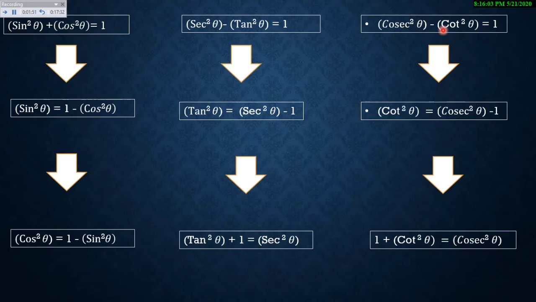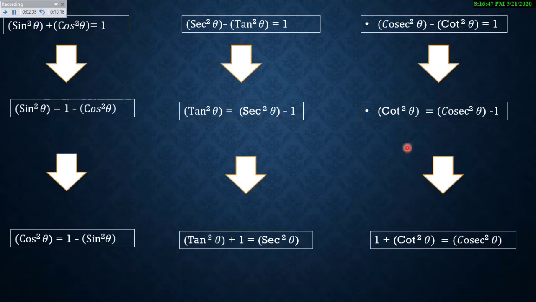Now cosecant square theta minus cot square theta equals 1. In the previous problem, we found by Pythagoras theorem that 1 plus cot square theta equals cosecant square theta. Now, if I want just 1 on the LHS, what will I do? I will send this cot square theta to the RHS. So it becomes cosecant square theta minus cot square theta equals 1.